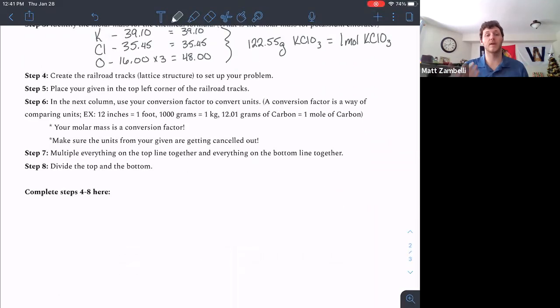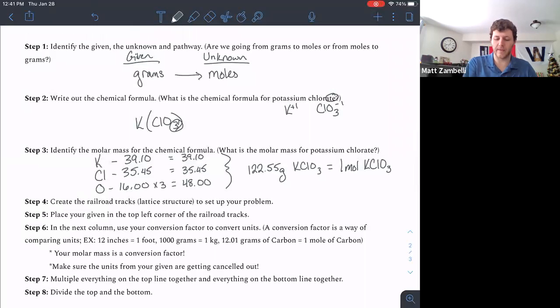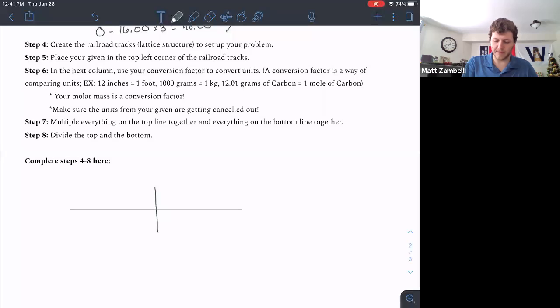So the first one says we're going to make railroad tracks or this lattice structure to set up our problem. And we're going to do this every time. And I do expect to see this as the way you're setting up your problems. And I know it's probably pretty easy just to do some multiplication or division. It wouldn't be hard. But in the future, it's going to get a little more difficult, which is why we set it up in this way. So our railroad tracks are just going to be a line down the middle. And since we only have one step, we're only going from grams to moles. That's only a 1-step problem. That means we only need to split it up in half. So this is what our railroad track is going to look like. This is step 4.